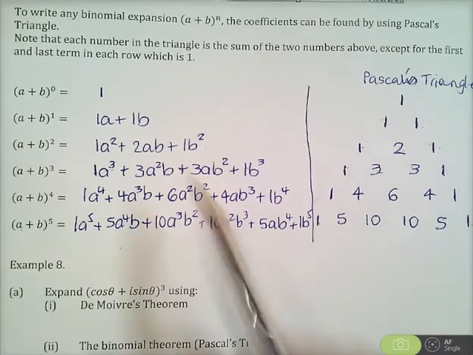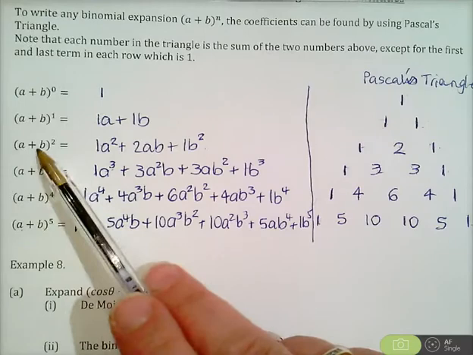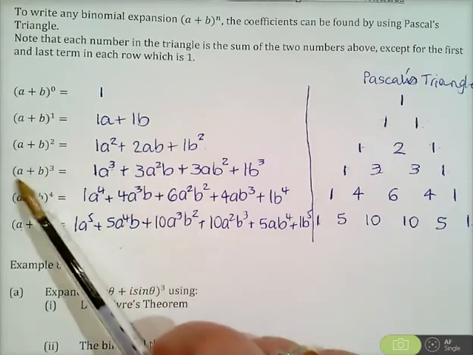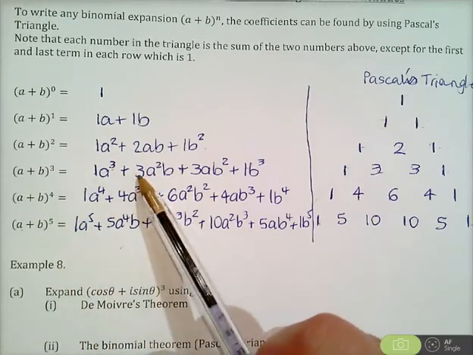Okay, now you'll also notice here how we've got (a + b) squared. The second term starts with a 2. (a + b) cubed, the coefficient of the second term is a 3.